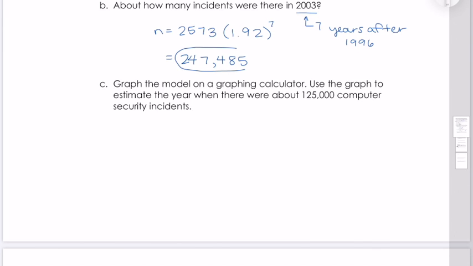Alright, now we're going to graph this, but we're not going to graph it like we were last time on graphs. We are going to use a graphing calculator. So press Y equals, and you're going to plug in 2,573 times 1.92 to the power of x in your Y equals. Then press second graph, which is the table, and it should give you a bunch of values for x and for y.